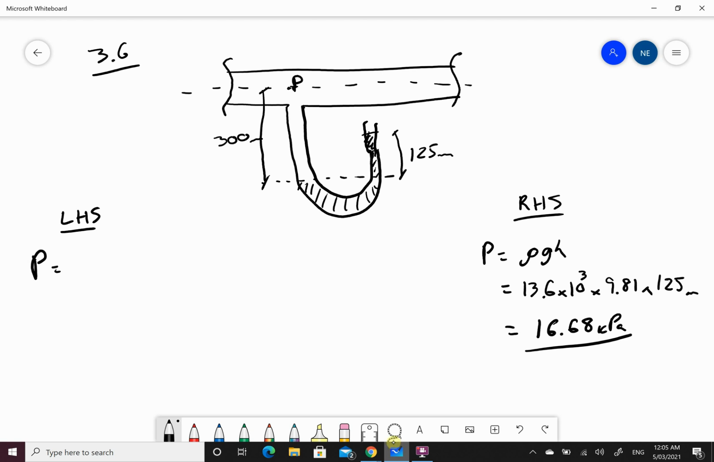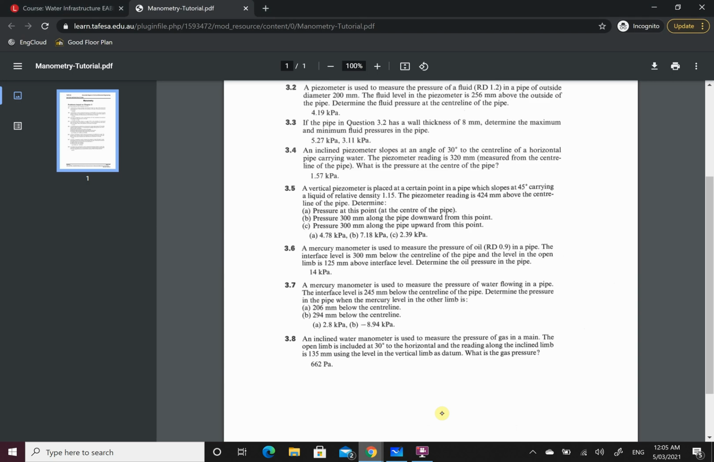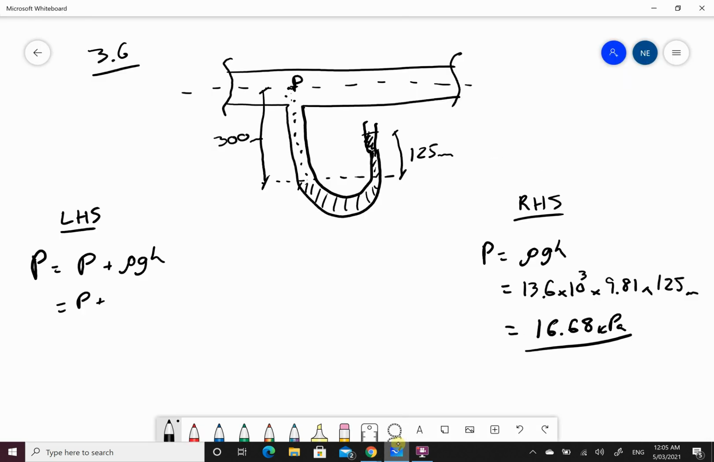So my pressure over here is equal to the pressure at this point plus all of this in here. P plus rho gh is equal to P plus, now this was an RD of 0.9, so my rho is 900, 9.81, my height 0.3. So this here is equal to P plus 2.65 kPa.